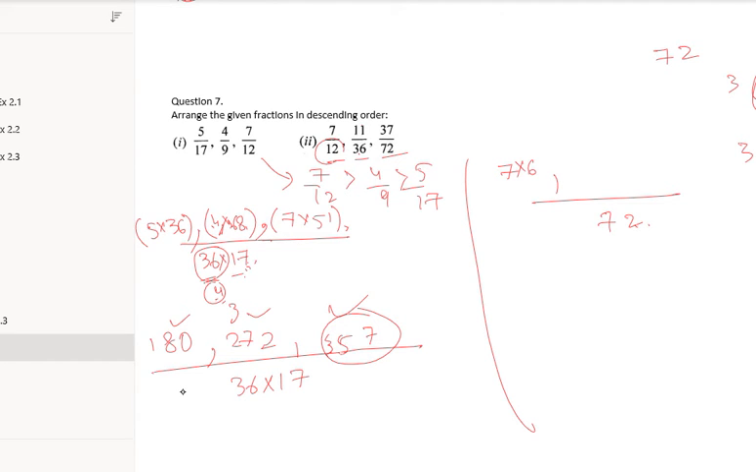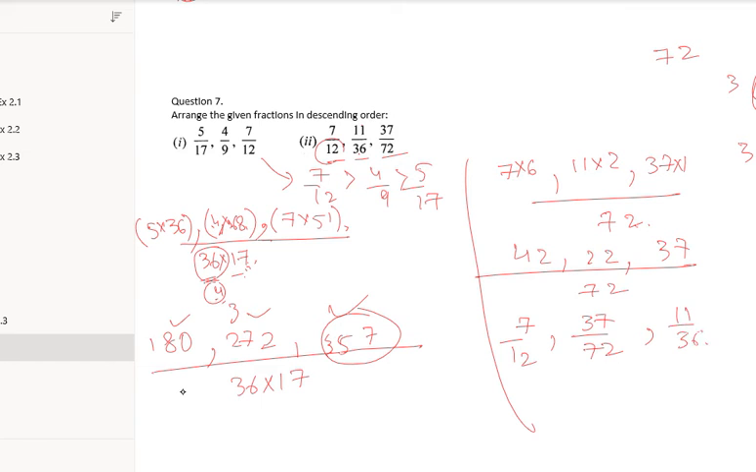2 times, so 11 into 2. And then 37 into 1. So this is 42, 22, 37, each of them having denominator 72. So my descending order will be 7 by 12, then 37 by 72, then 11 by 36, right?